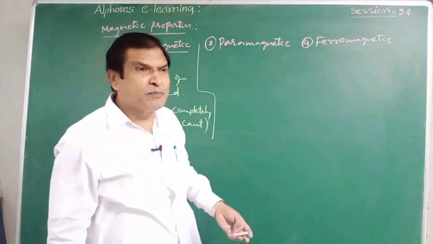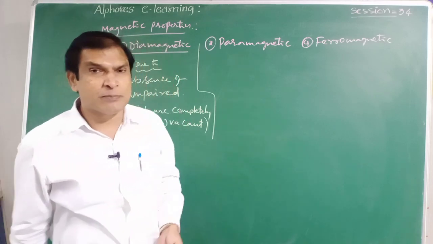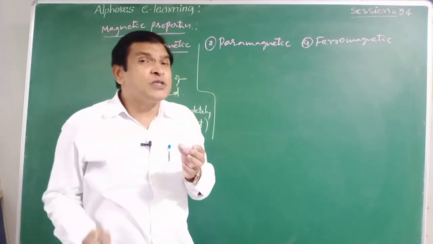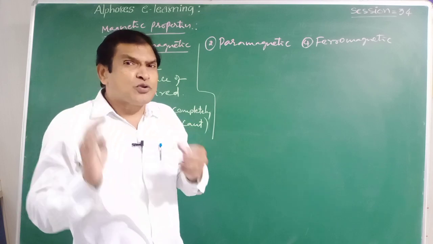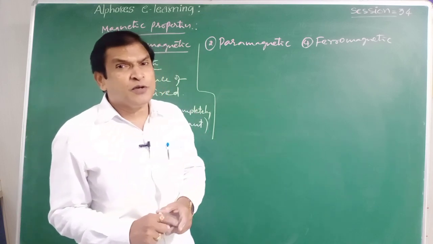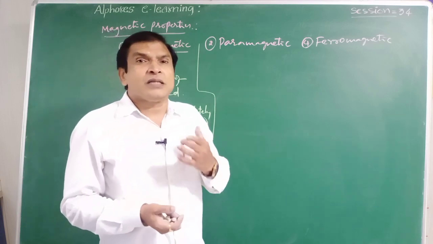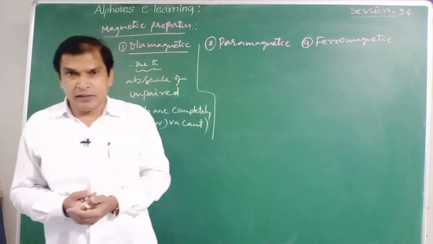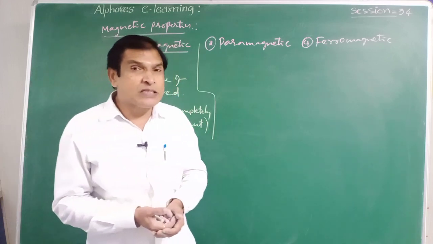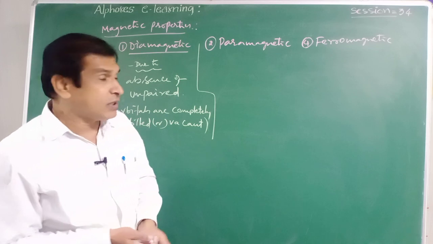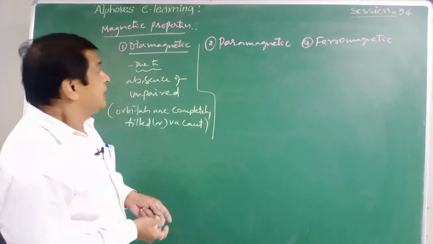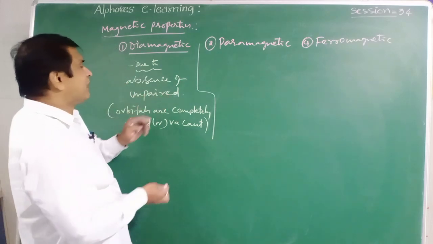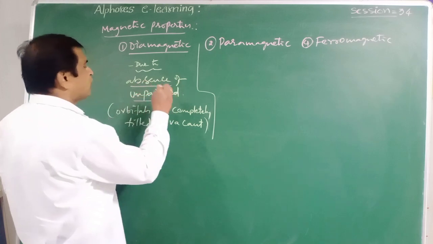What is the diamagnetic behavior or nature of a substance? The substance which is not attracted by the external magnetic field, or rather is repelled by the magnetic field. This behavior is called diamagnetic nature. It is because of the absence of unpaired electrons. That is the main point you have to remember.